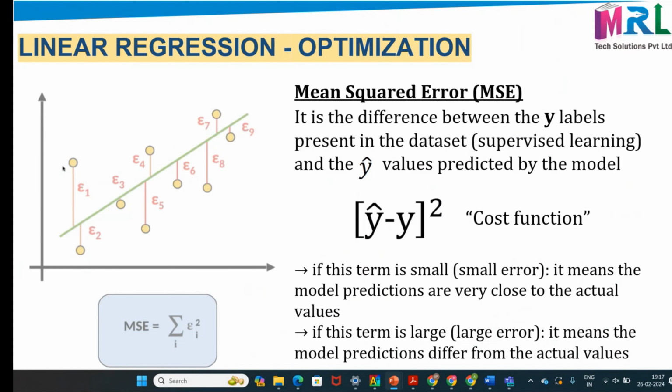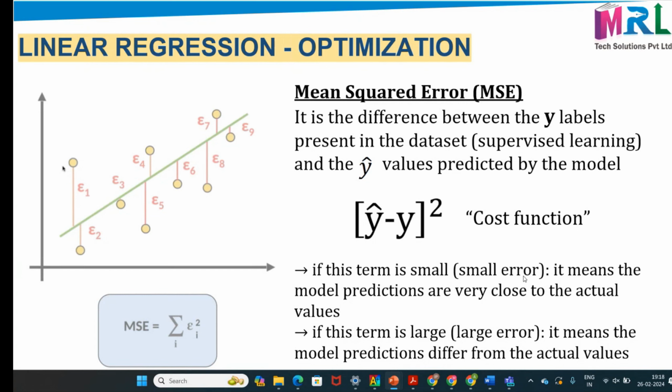So there will be some error. If you want to apply linear regression on a data set, there will be some error between the actual value and the predicted value. That is called the cost function. Mean square error is nothing but the difference between the actual output in the data set and the predicted value. That will be given by the cost function.